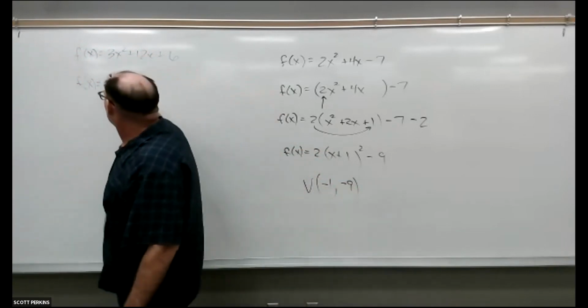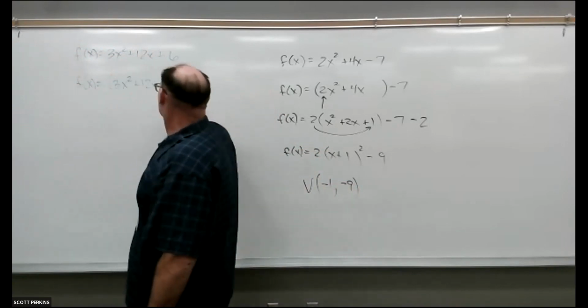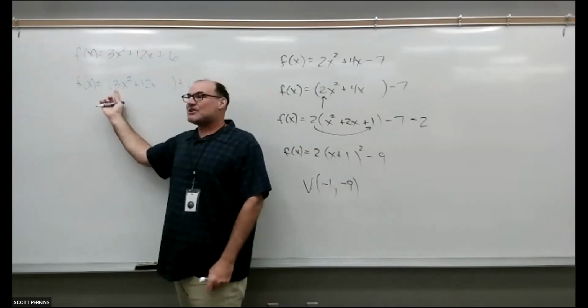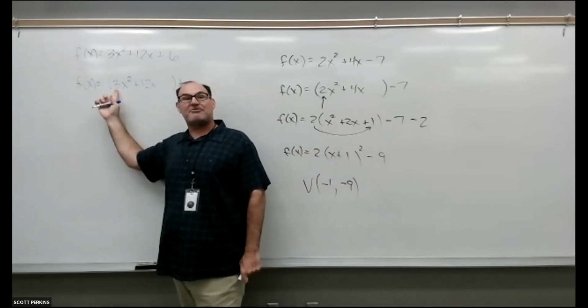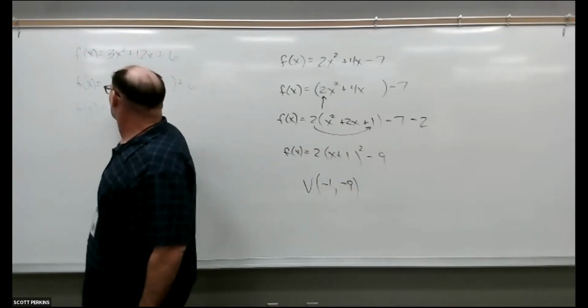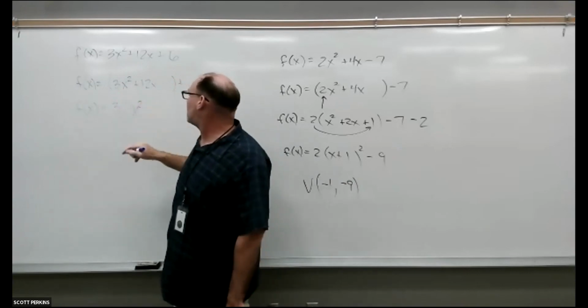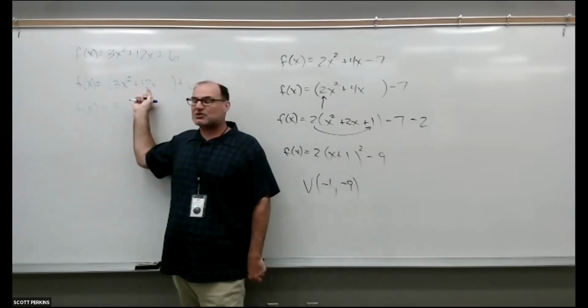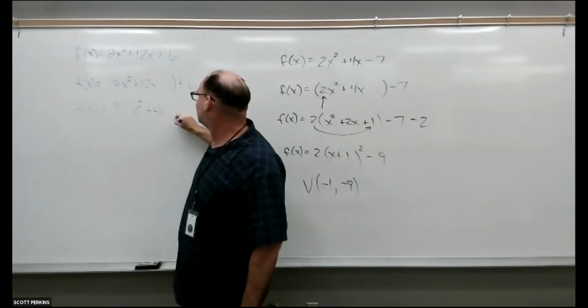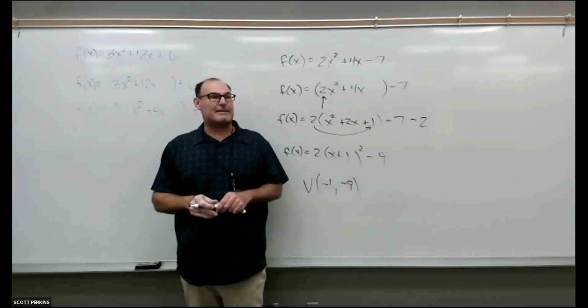That's where we want it. So I'm going to group the things that have the x's first. Now, since I have a number in front of the x squared, I'm going to factor that number out. So I'm going to factor out a 3. When I factor the 3 out of 3x squared, I'm left with x squared. When I factor the 3 out of the 12x, I'm left with 4x. And then the plus 6 is outside the parentheses, so I do not factor anything out of it.